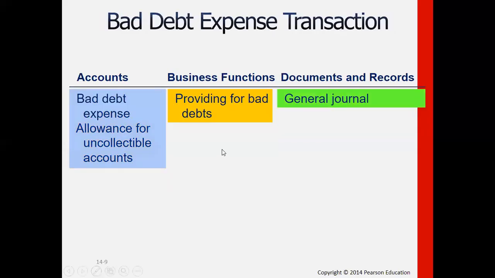After that, the bad debt expense transaction, the accounts affected would be the bad debt expense to be debited and then credit for the allowance. This would be the transaction for bad debts and we have to record such in the general journal.